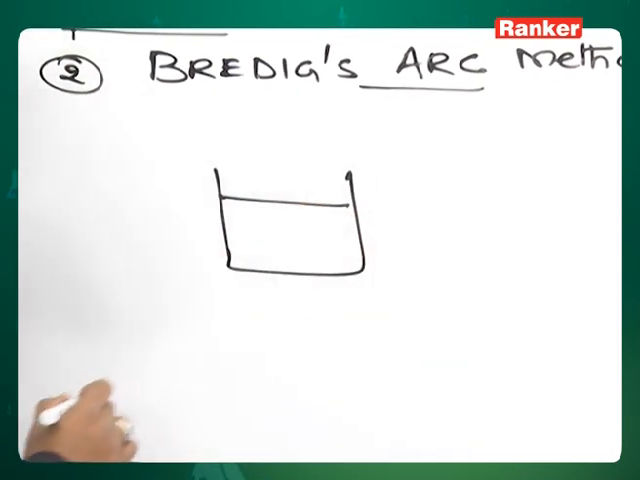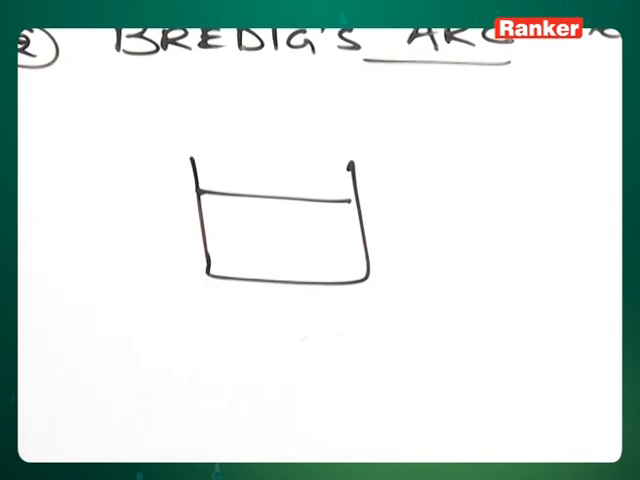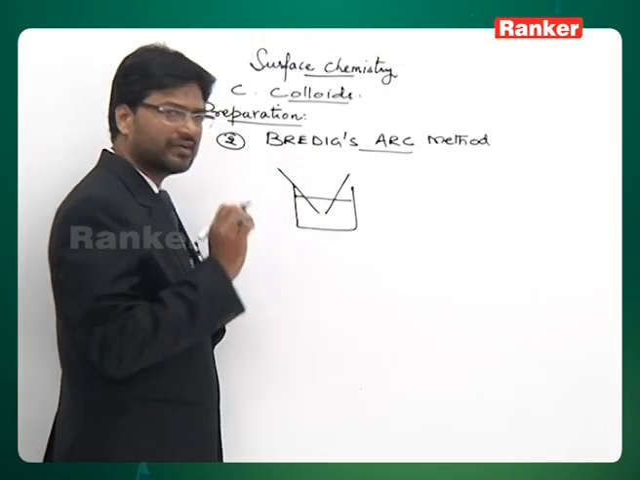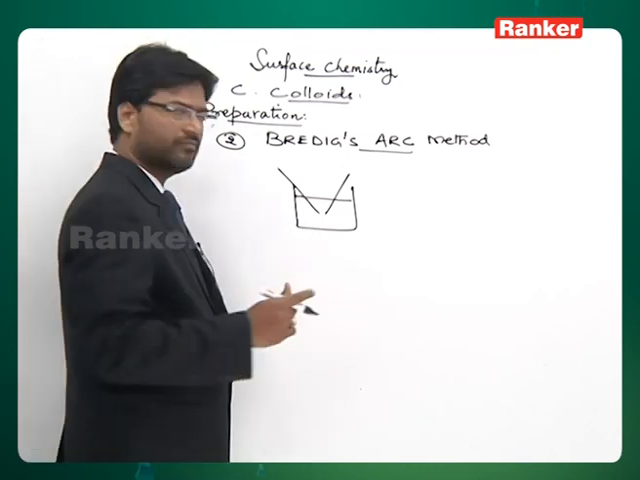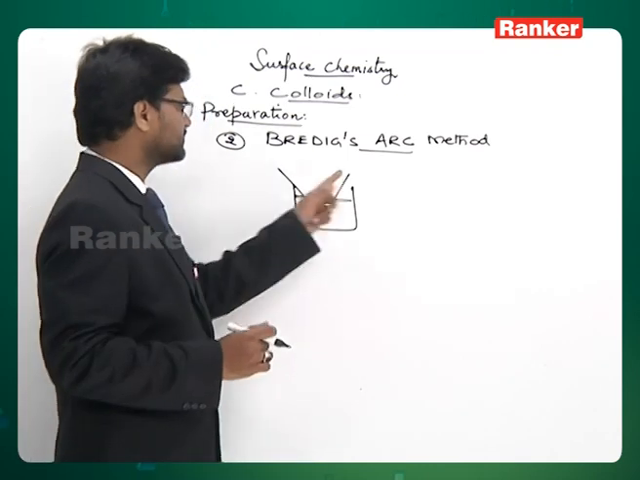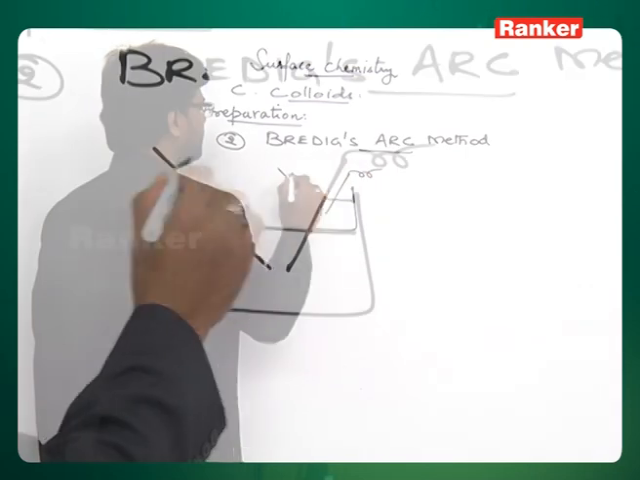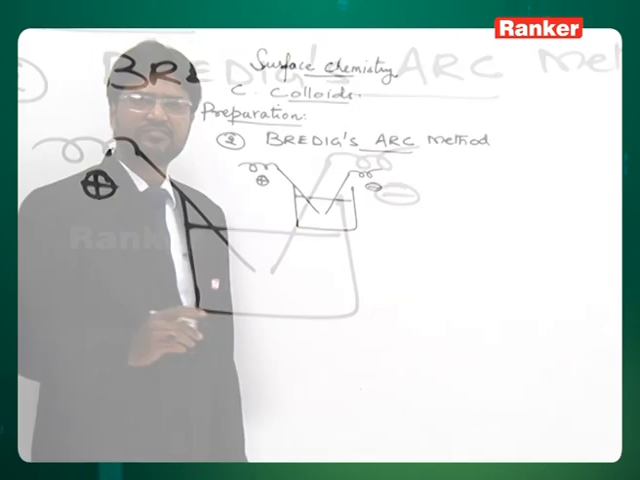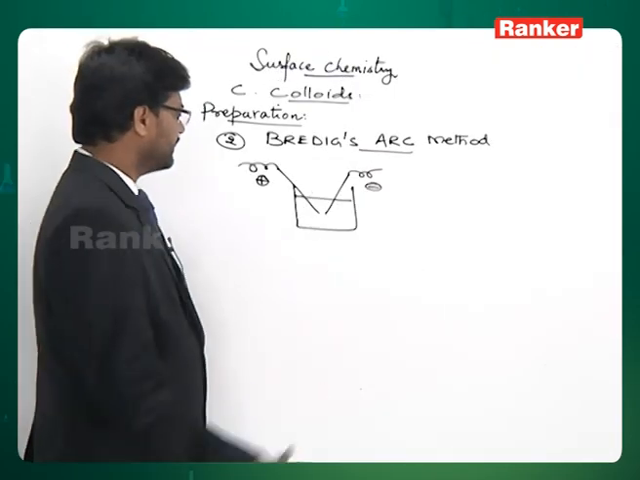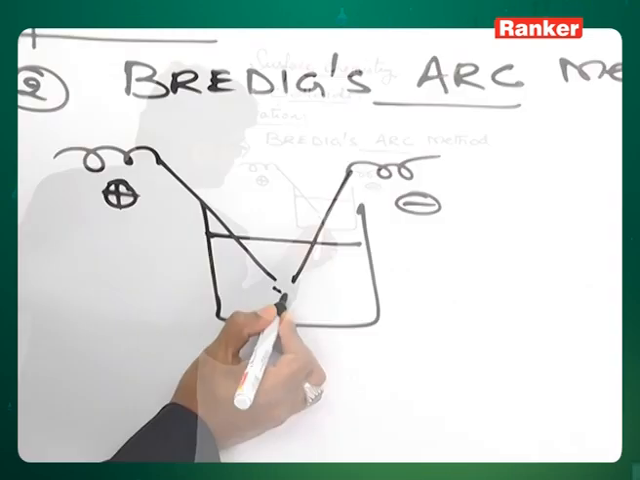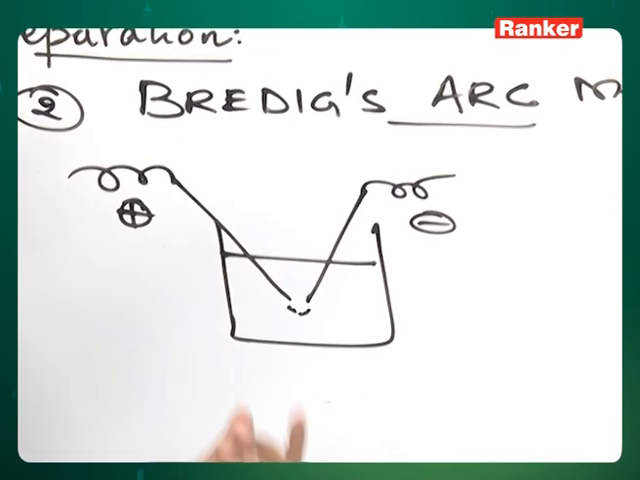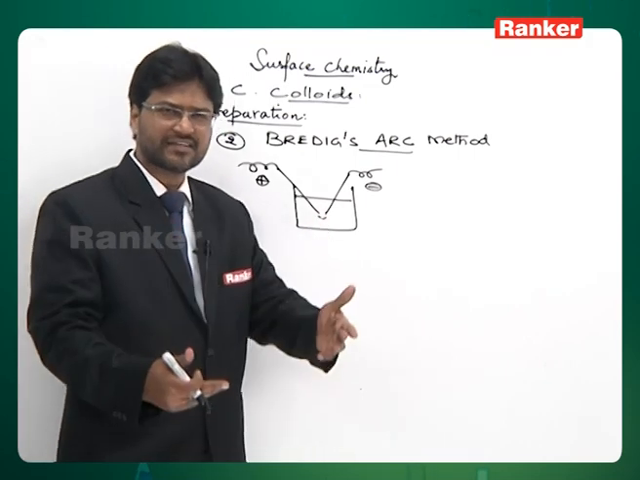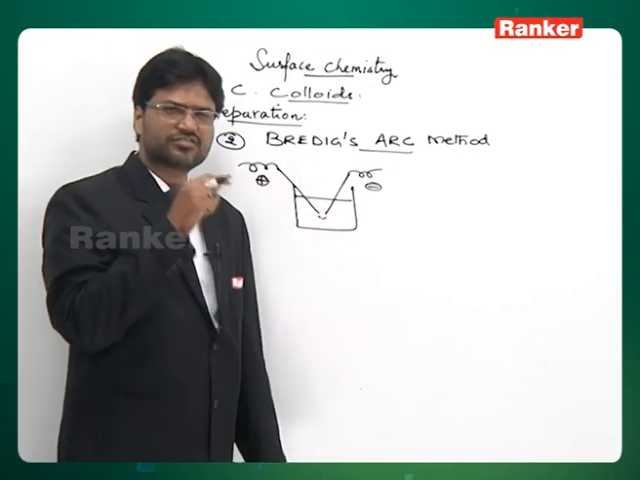What you need to do is take some alkaline solution, it's alkaline water, and then put 2 metal rods. You use that metal whose sol you want to prepare. For example, you want to prepare silver sol, use silver rods and connect them to a source of high potential. Then what happens, an electric arc is struck between the 2 rods and the temperature in this region becomes very high and the metal volatilizes and again condenses in the solution.